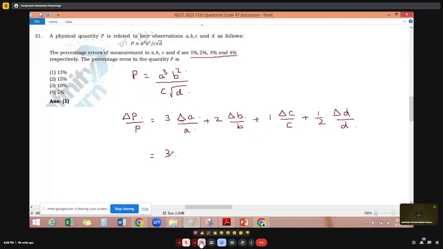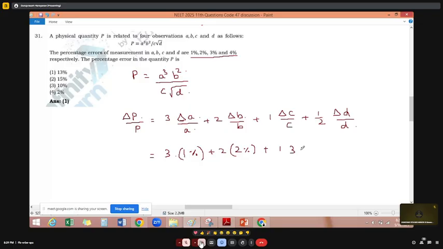They said 1%, 2%, 3%, 4% respectively. So that means A, B, C, D, you can directly take 1% here, 2%, 3%, 4%. This will be 3%. This will be 4%. This will be 3%. This will be 2%. So 7 plus 3, 10, 10 plus 2, 12.